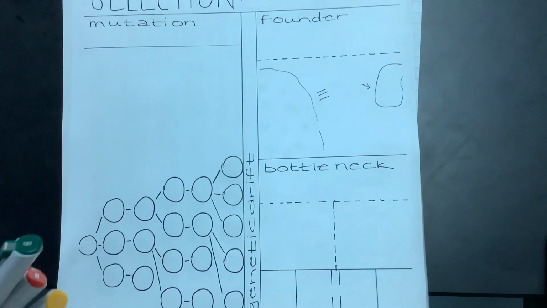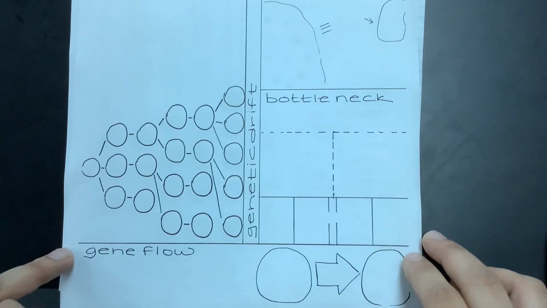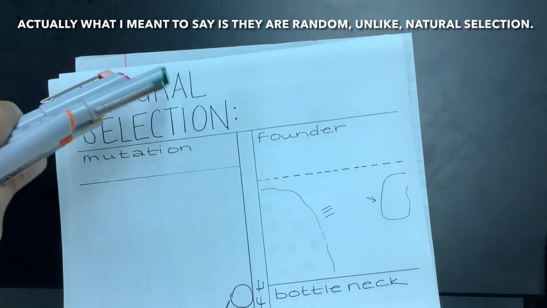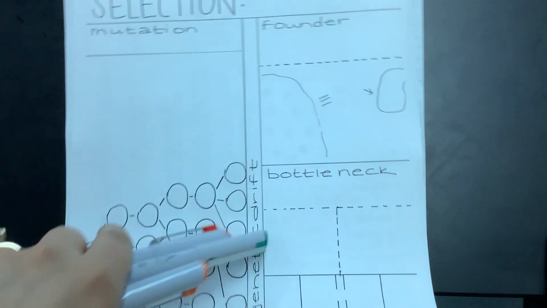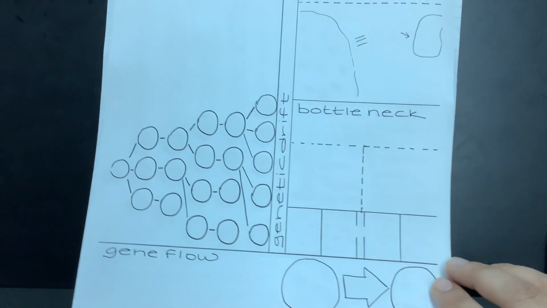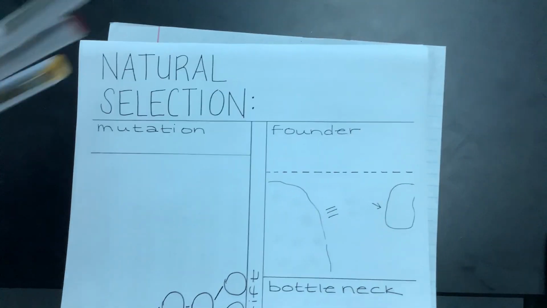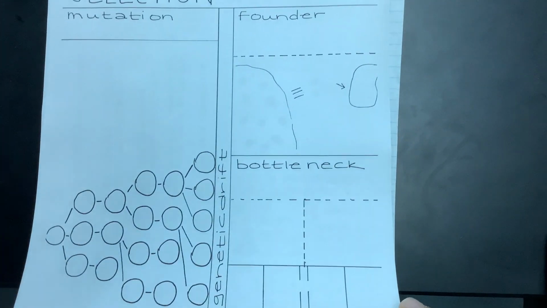So today we're going to talk about a couple different ways that evolution can happen that are not related or linked to natural selection. And these different ways are in fact random events. So natural selection, not random, and then the rest of these are random.